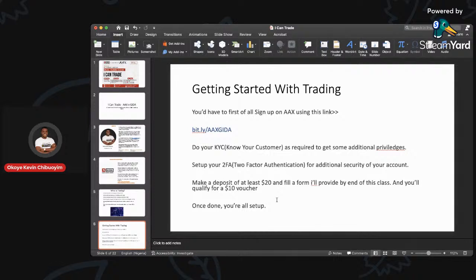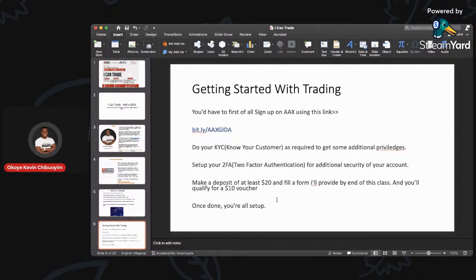By the end of this class, I will provide you with a form for everybody who has made a deposit. I believe most persons must have signed up on the Google form I provided earlier for this class. That's the registration form. So if you've made your deposit of $20 and done your KYC, you are going to get a $10 voucher from AAX, and you can use that $10 voucher to trade. You can use it to trade futures actually and make profit out of it. So with your $10, if you trade it, flip it to $100, $1,000, you can withdraw your profits, but the voucher cannot be withdrawn actually.